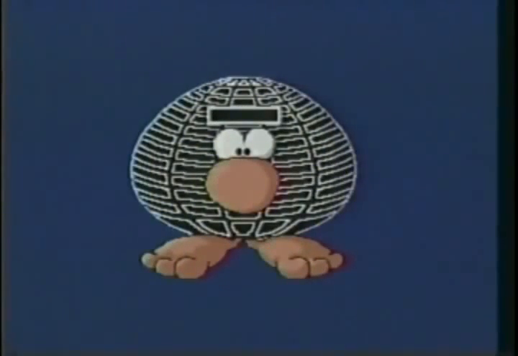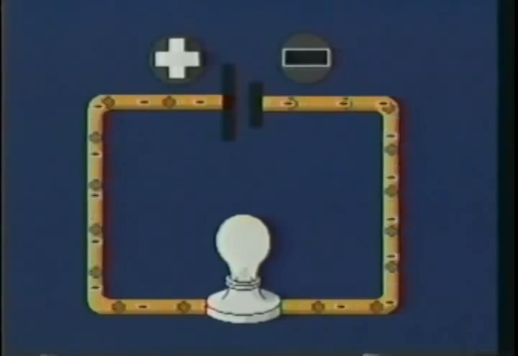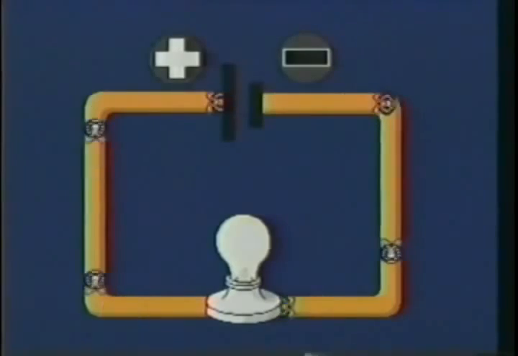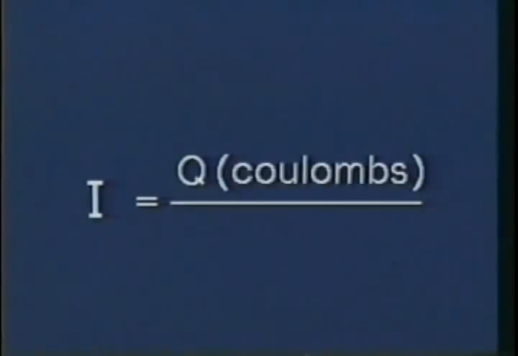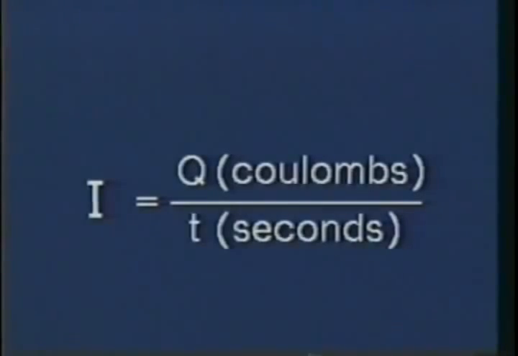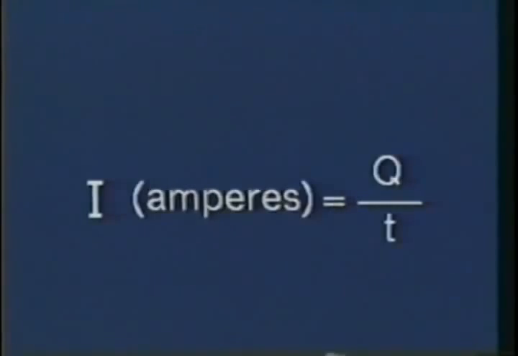It's difficult to visualize a group of electrons. So instead, let's have this critter represent one coulomb of charge. And instead of picturing our circuit like this, we can visualize it like this. Now we can calculate current by dividing the charge in coulombs by the time in seconds. Coulombs per second are called amperes.